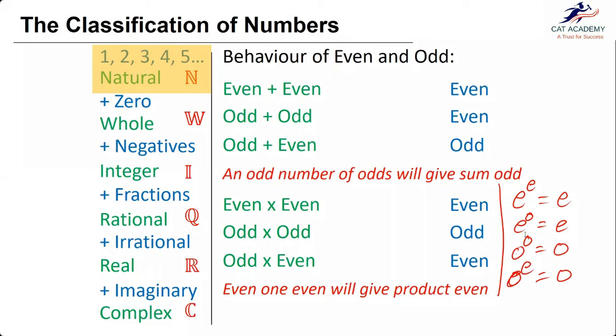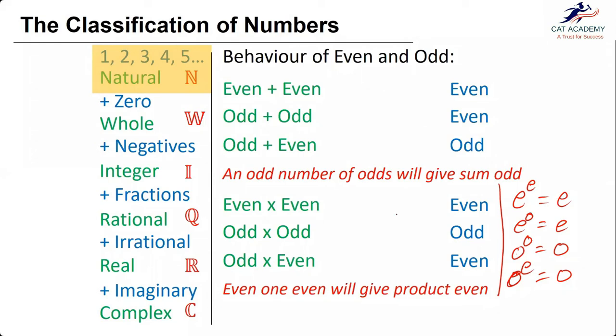Okay. So if you observe carefully, I can say here that even's any power will always be even, odd's any power will always be odd. Correct? Even's any power will always be even, and odd's any power will always be odd. Okay.